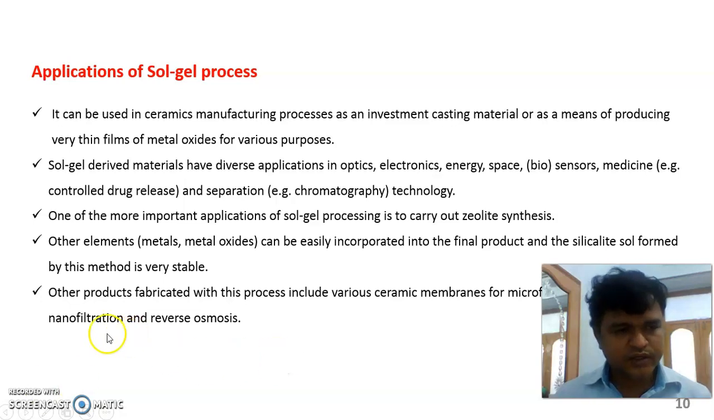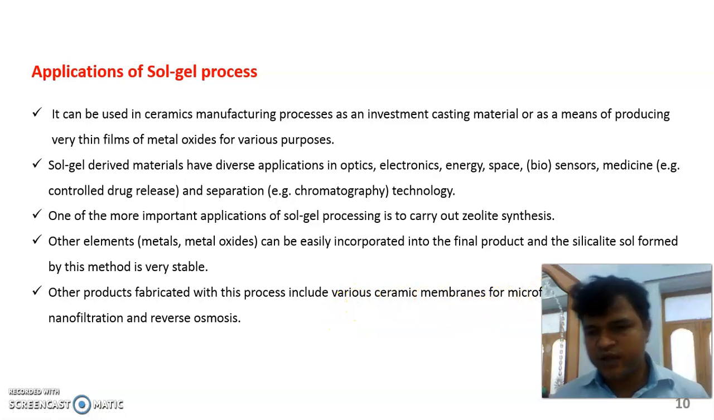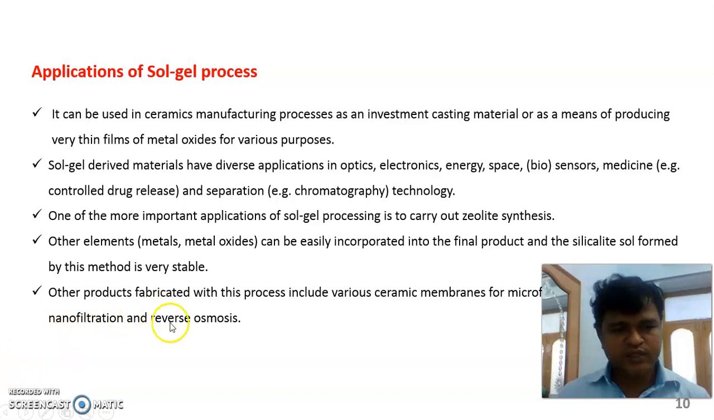I missed one point. Other products fabricated with this process include various ceramic membranes for microfiltration, ultrafiltration, nanofiltration, and reverse osmosis. This is one of the most important things we use nowadays in every home, the RO systems. For that purpose also we are using nanomaterials. The applications are over. This method is completed. This video is over.